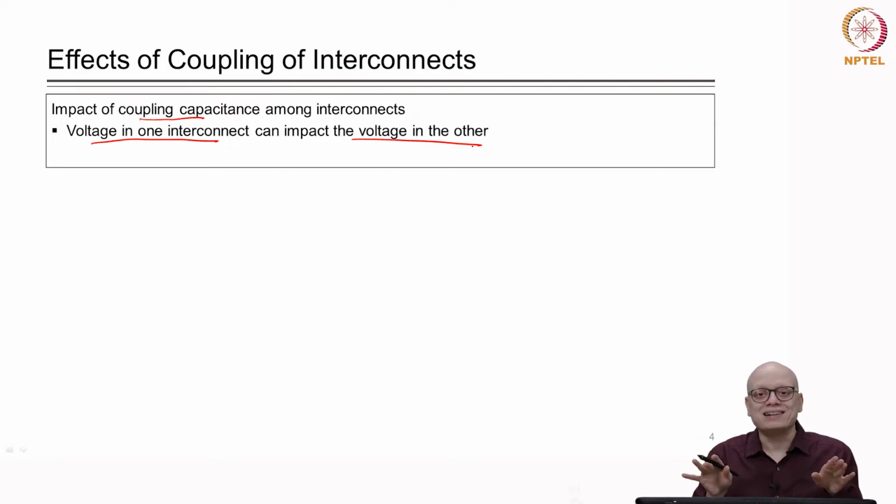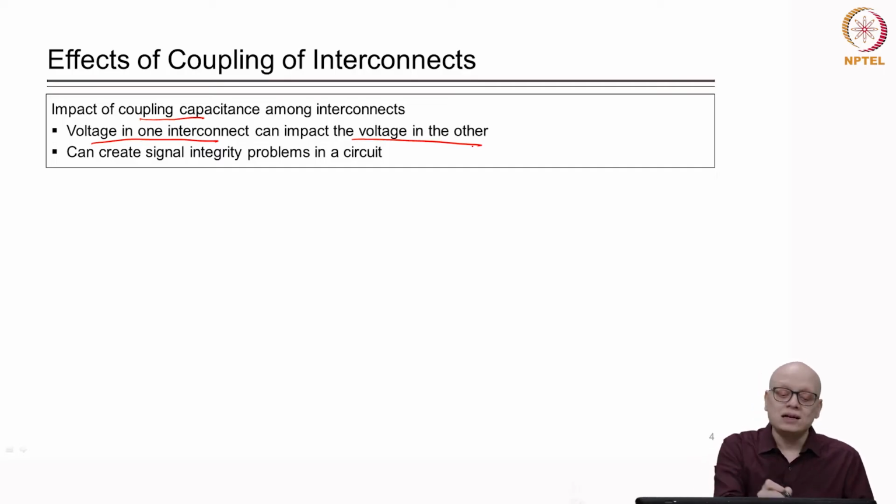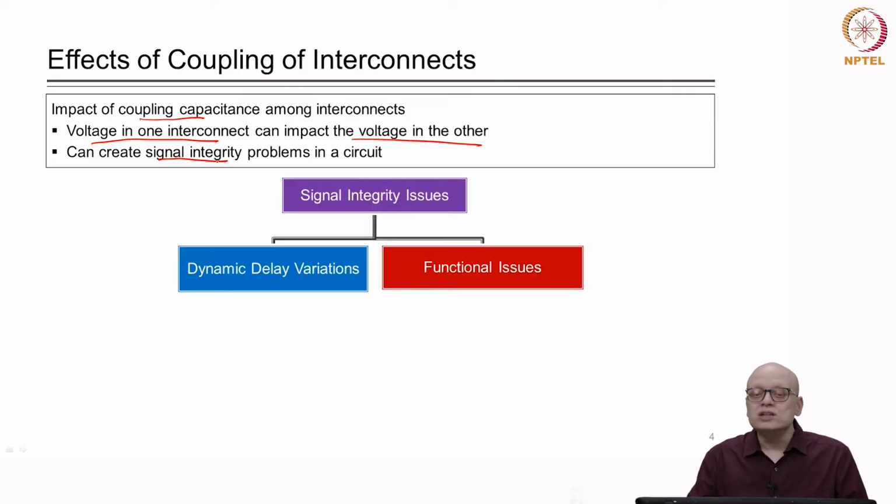Ideally, there should not be any impact, but because they are sharing the dielectric and are coupled electrostatically, the voltage of one interconnect impacts the voltage of another interconnect, and this creates what is known as signal integrity issues. Signal integrity issues are of two types. The first is related to dynamic delay variations, meaning that the delay associated with one interconnect is impacted by what is happening in the neighboring interconnect.